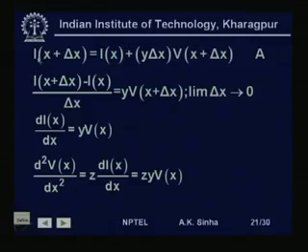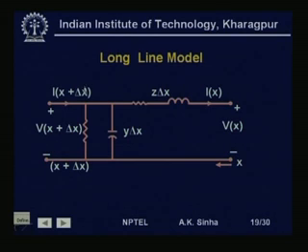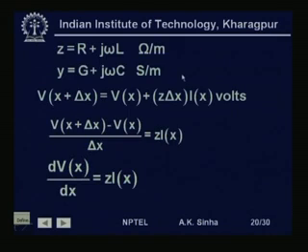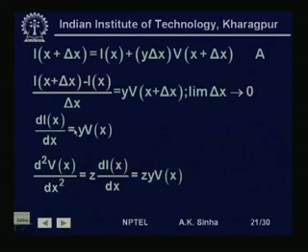Similarly, writing Kirchhoff's current law, we will have I(x plus delta x) equal to I(x) plus y into delta x into V(x plus delta x). That is, if we look at this, I(x plus delta x) is going to be equal to I(x) plus the current which is flowing in this admittance, which will be equal to y into delta x multiplied by the voltage at this point, which is V(x plus delta x). That is why we have I(x plus delta x) equal to I(x), the current at x, plus y into delta x, the admittance, multiplied by V(x plus delta x).